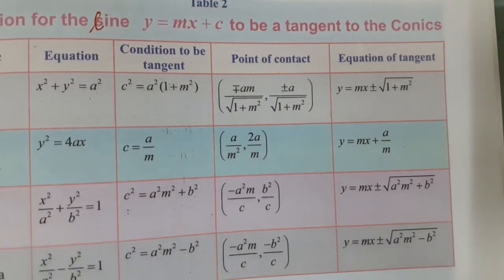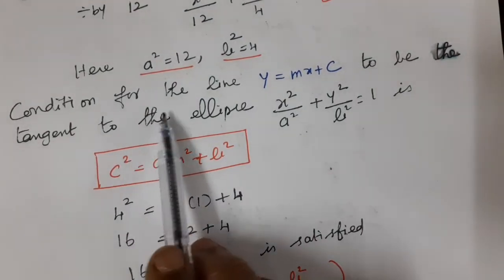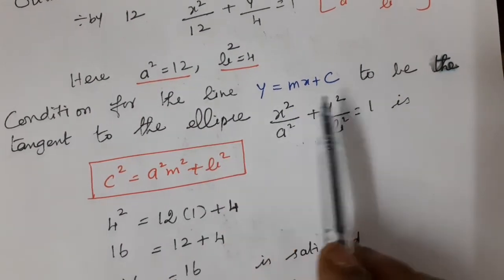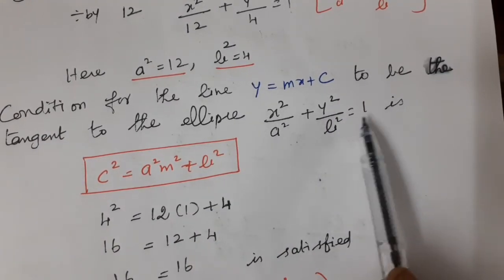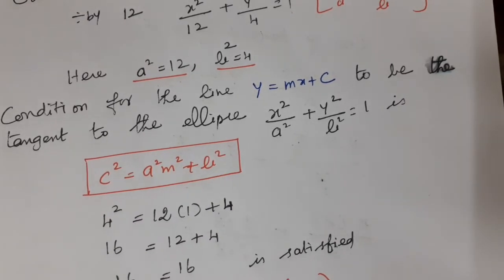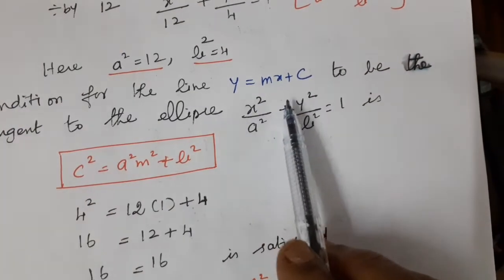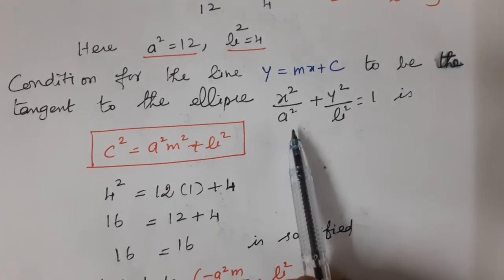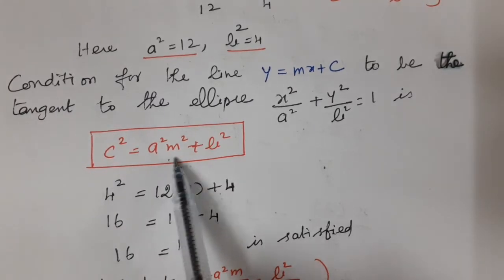That is why I say learn the 3 tables, very very important for you. So I write the same thing here. The condition for the line y equal to mx plus c to be tangent to the ellipse x square by a square plus y square by b square equal to 1 is c square equal to a square into m square plus b square. So learn the table only. Using the table, you can do the sum very easily. Next, memorize that one.